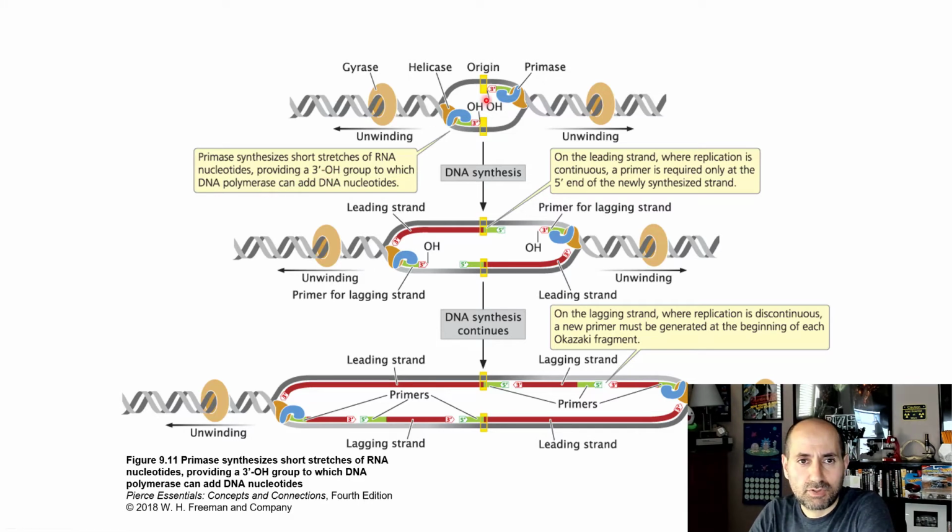So again, you have your primer put down, then DNA polymerase puts down DNA. On the leading strand, where replication is continuous, you only need one primer, and then the rest is synthesized by DNA polymerase.